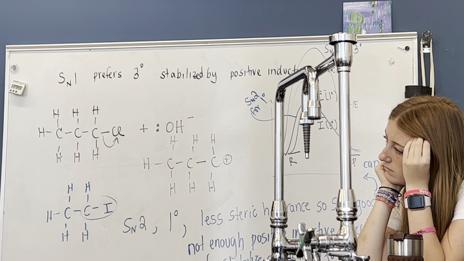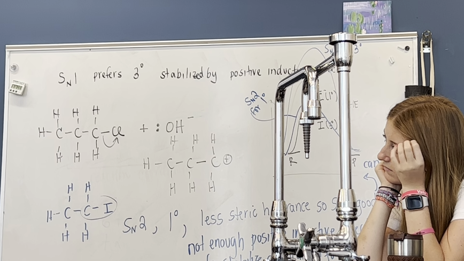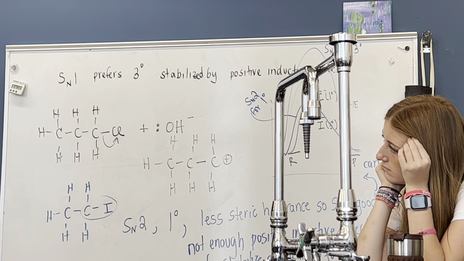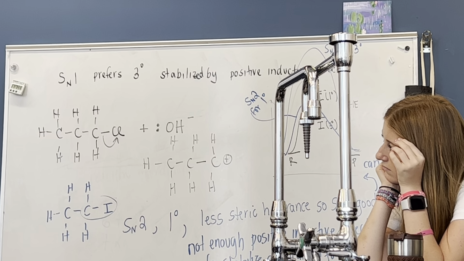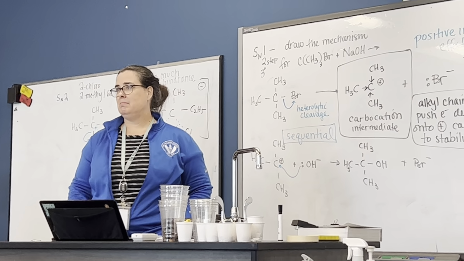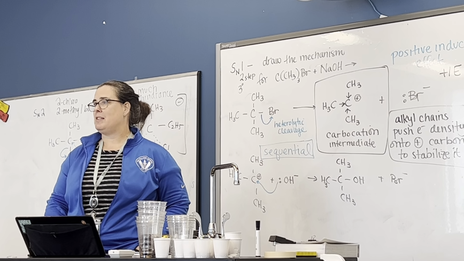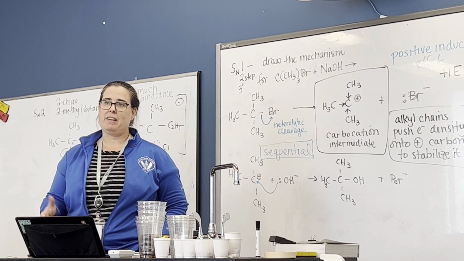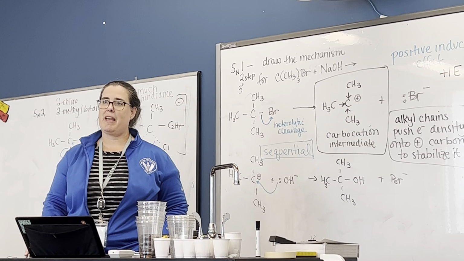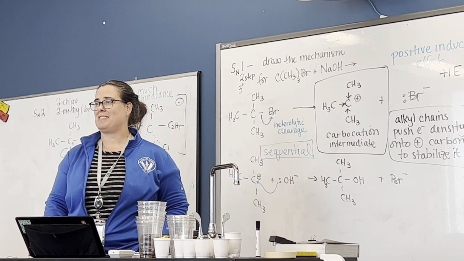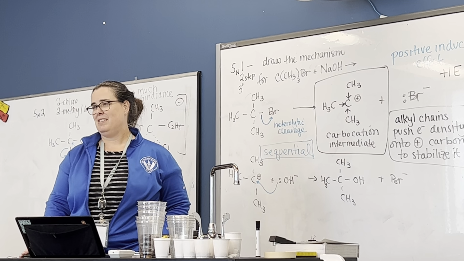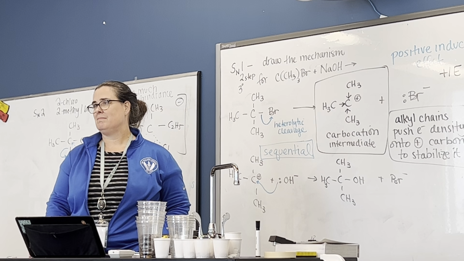So what do you think a secondary one does? It does both. SN1 is a little bit faster, so it probably does a higher percentage of SN1 to SN2. But it can do both. And so what do you think your quiz question is gonna be? I'm gonna choose some random secondary haloalkane and ask you to draw both structures. It does SN1 in water and SN2 in acetone.